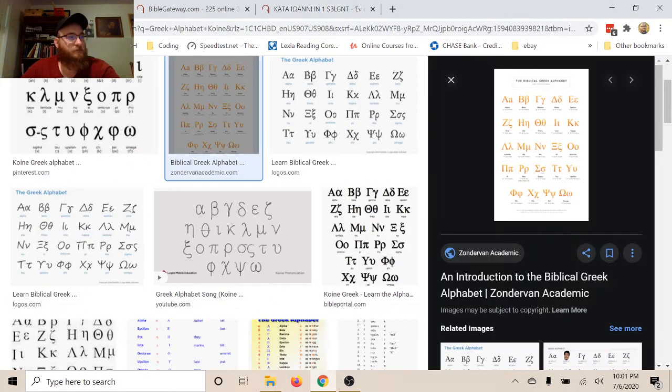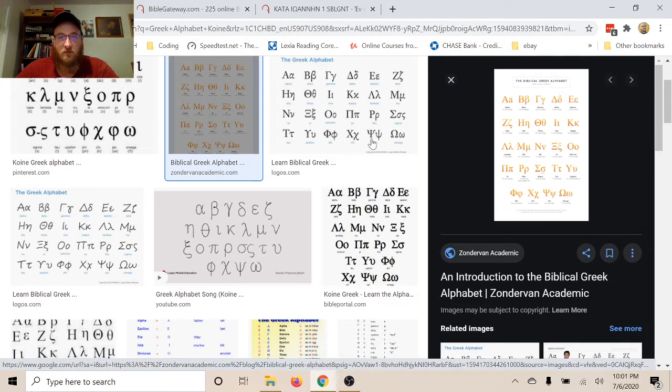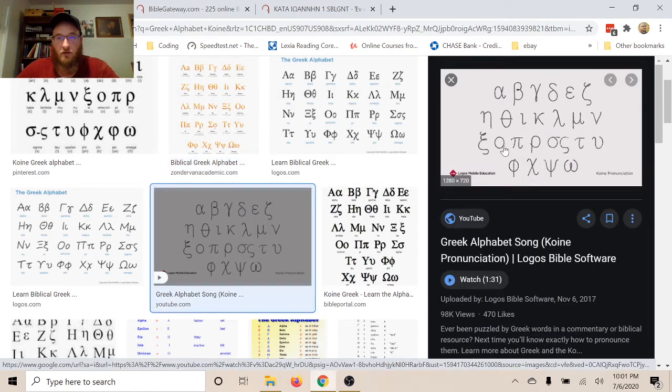All right. End of the first day. Got the fancy, first class Greek out of the way. Big fun. Let's see here. Let's look for a good alphabet to look at. This one actually kind of intrigues me.